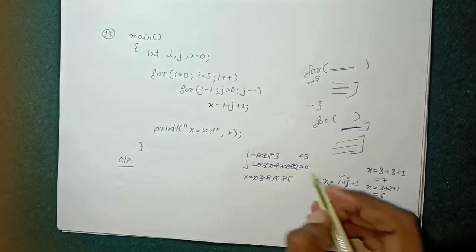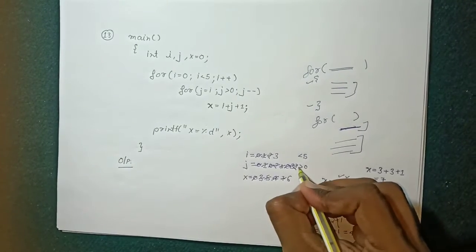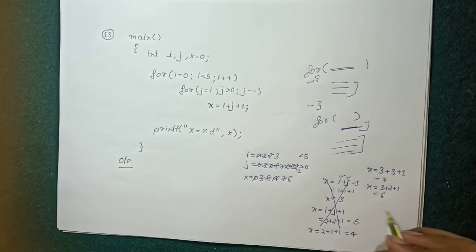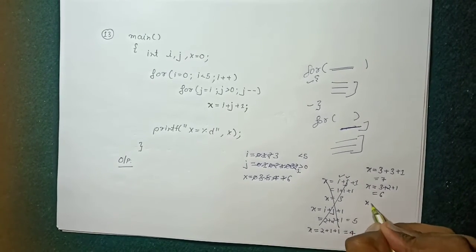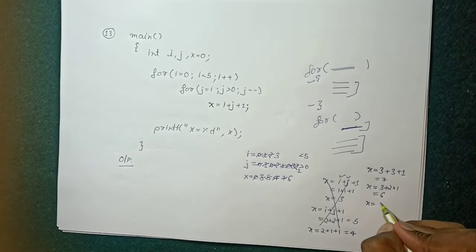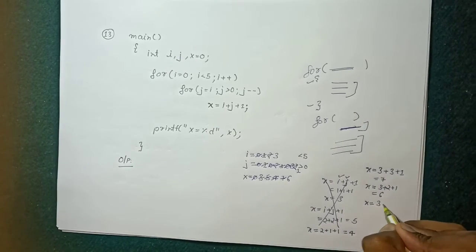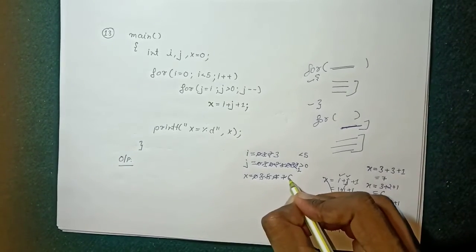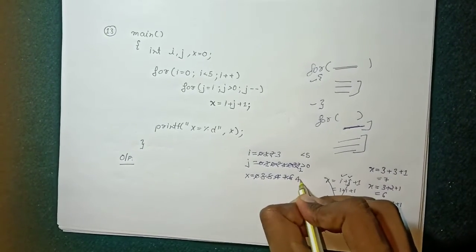Again the value of j is decremented by 1. Now the value of j is 1. 1 is greater than 0, obviously, which means the value of x is again computed, and the value of x is 3 plus 1 plus 1, which means 4. So the value of x becomes 4.